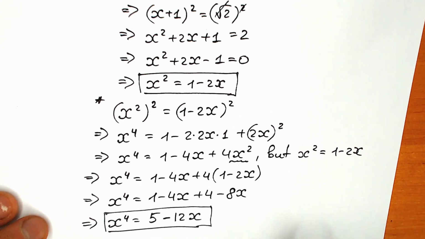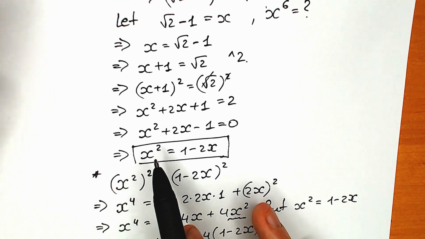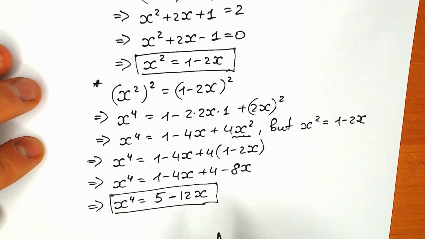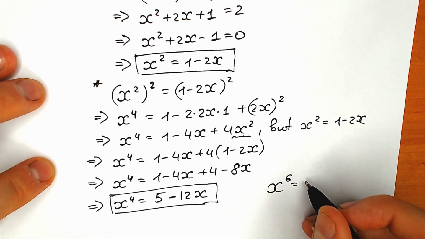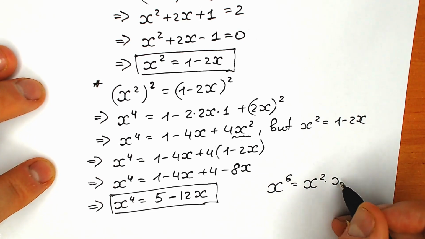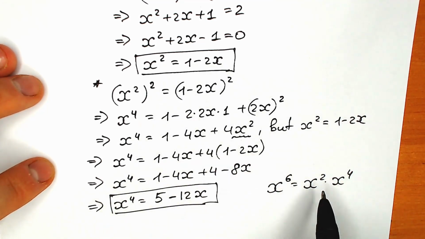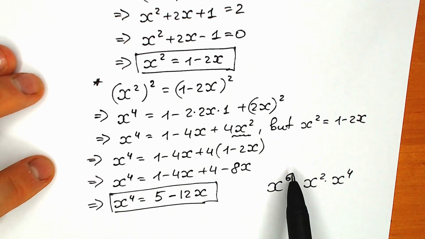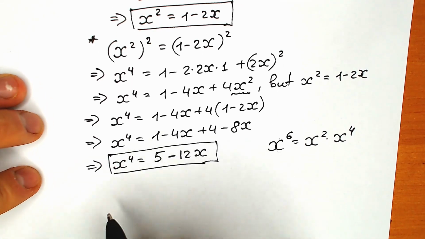But don't forget the thing that we need to find: x to the power 6. We know everything about x to the power 2, equal to 1 minus 2x, and we know everything about x to the power 4. When we need to find x to the power 6, we can easily write it as x squared times x to the power 4. So let's multiply this parenthesis by this one, or the other way, it doesn't matter because we have multiplication. In this case, let's multiply x squared by this x to the 4th power, and as a result we will have x to the 6th power, the expression that we exactly need to find.